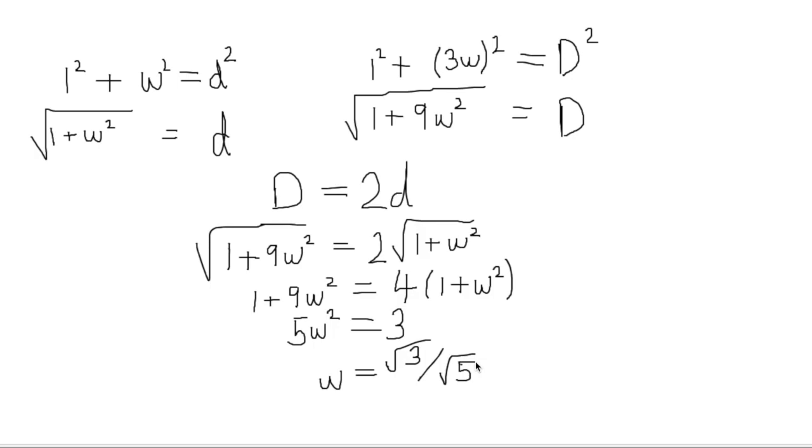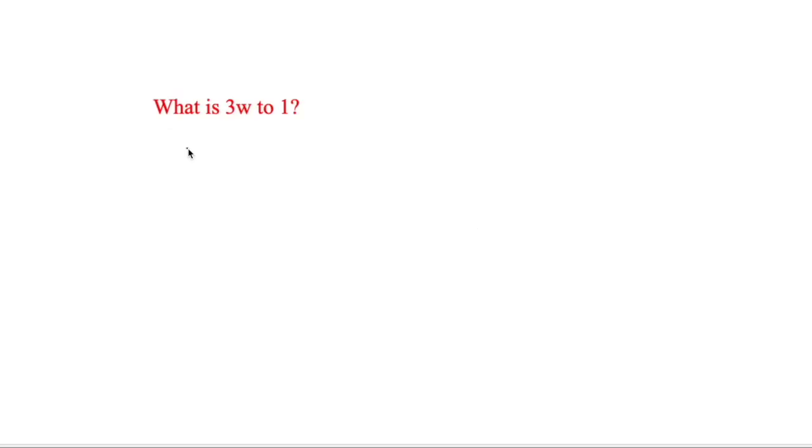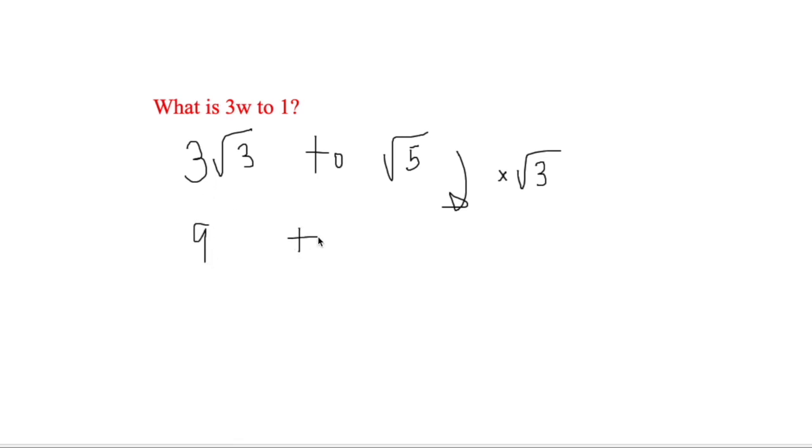And finally, remember we want the ratio of 3W to 1. So that's 3 root 3 over root 5 to 1, which is the same ratio as 3 root 3 to root 5. But if you look at the answer choices, we want to make the first number in the ratio an integer, so we just multiply by root 3 throughout the ratio, and we get 9 to root 15 as the answer.